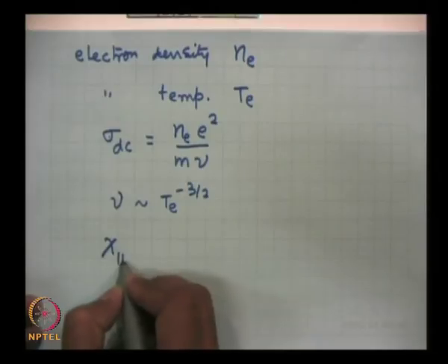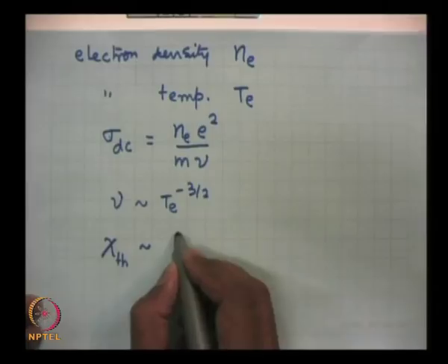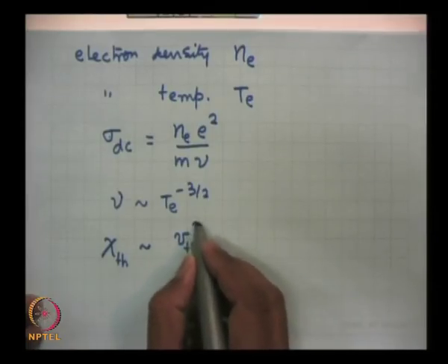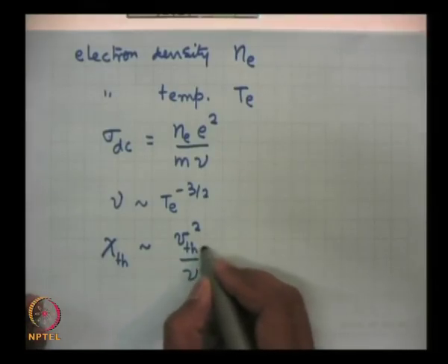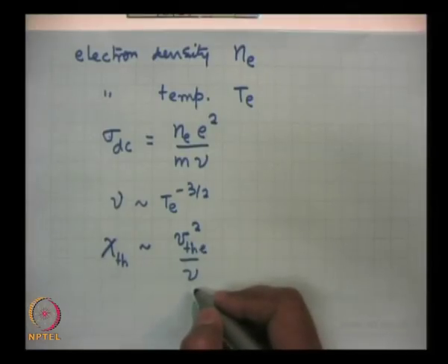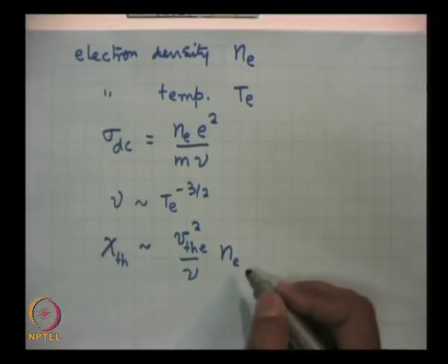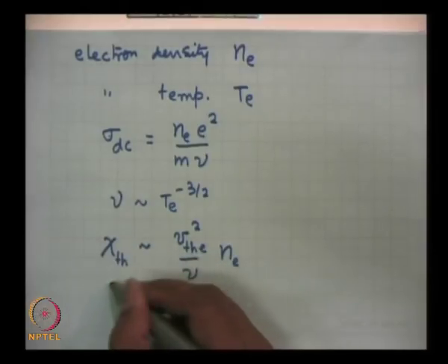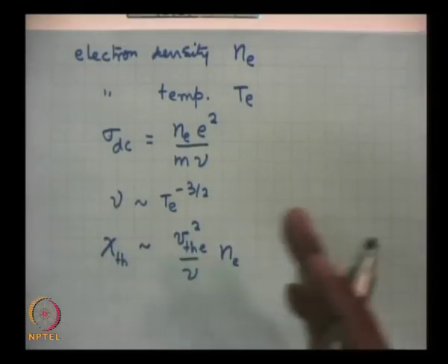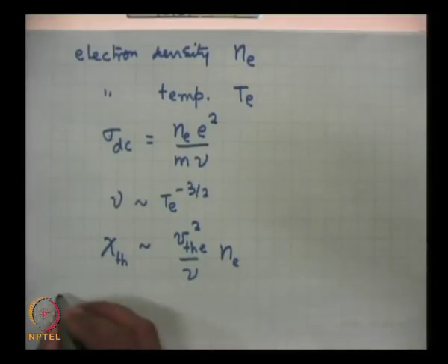Thermal conductivity, chi thermal, is of the order of thermal velocity upon collision frequency square of the electrons. V thermal is the thermal velocity of electrons. So, V thermal electron square upon collision frequency into density of electrons. At high temperature, this also becomes a very large quantity. So, plasmas are highly thermally conductive. Another important issue is the refractive index.